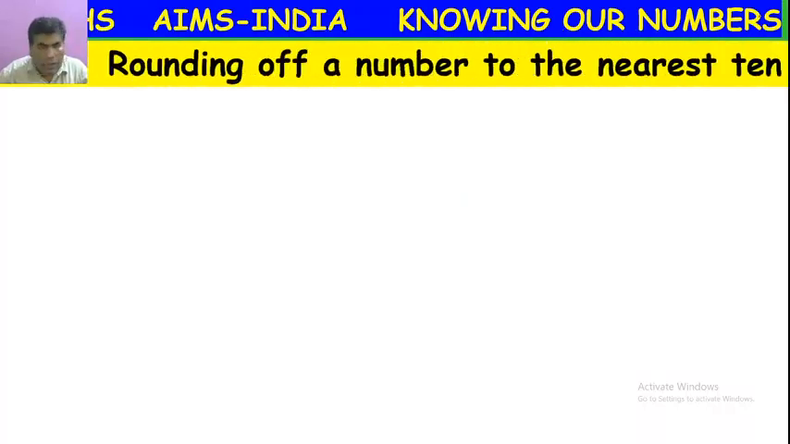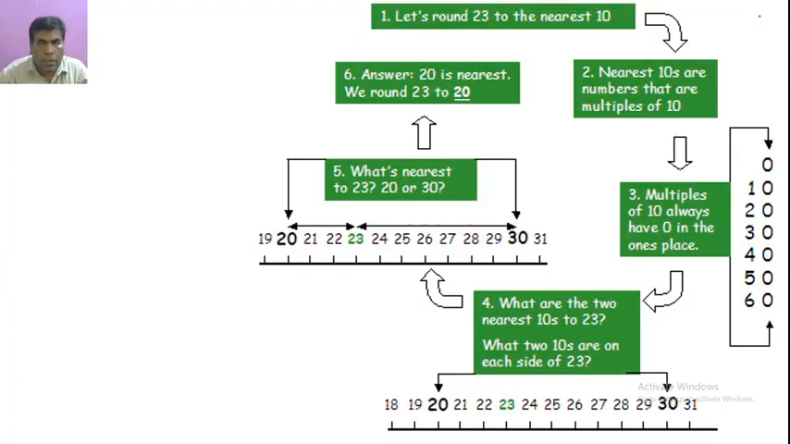So let's see another example. Here also, nearest to 10. Let's see this chart. Observe carefully. Let's round 23. What is the given number here? 23. Let's round 23 to the nearest 10. So, what is the nearest 10? Nearest 10 means the numbers that are multiples of 10.